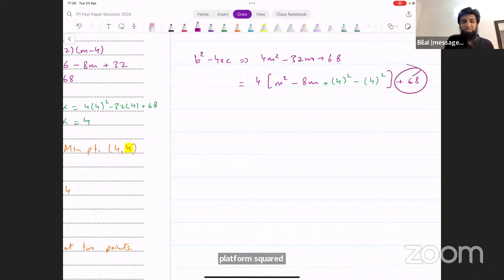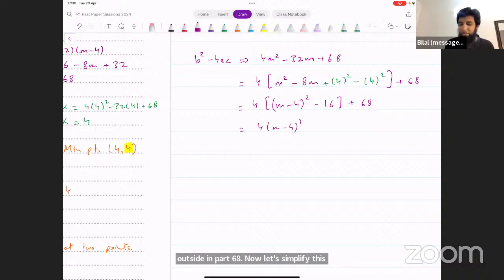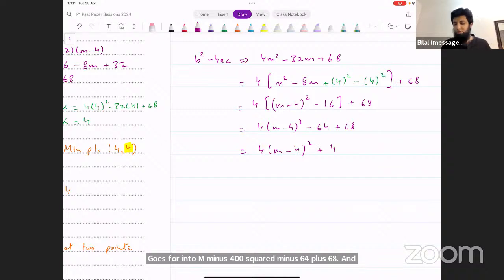Now, you can keep 68 inside as well if you want, but it doesn't really matter. You can keep it outside as well. This gives us 4 into (m minus 4) whole squared minus 16. Outside, you've got 68. Now, let's simplify this. This gives us 4 into (m minus 4) whole squared minus 64 plus 68. And that gives you 4(m minus 4) whole squared plus 4.